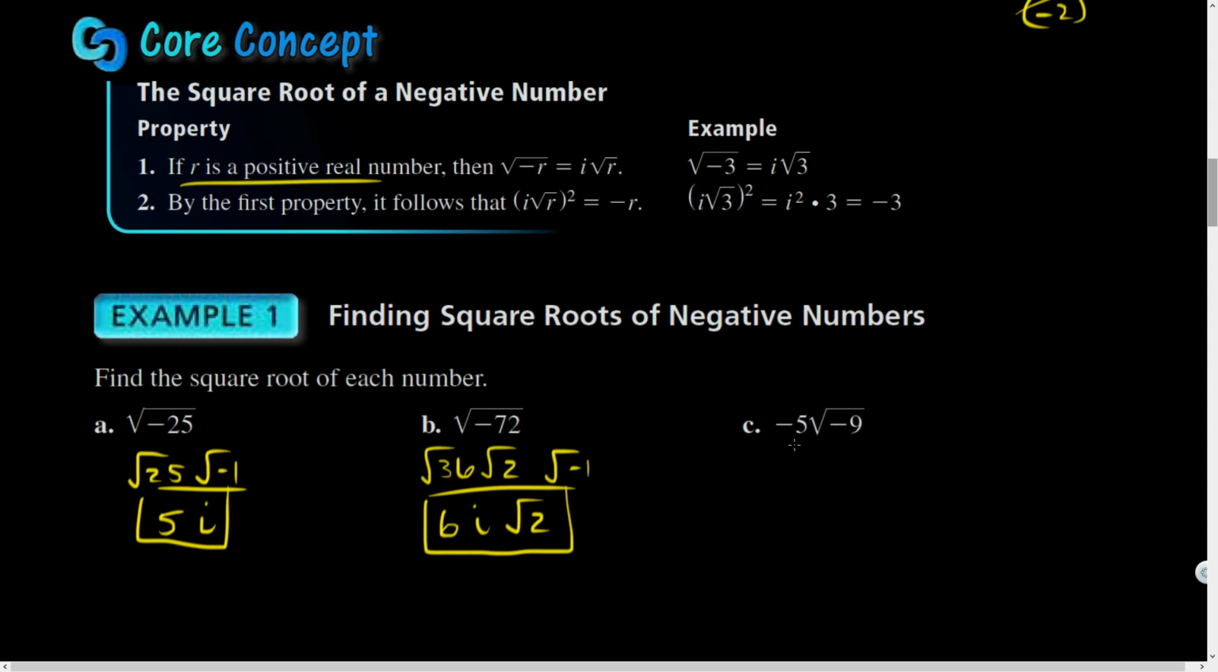Now, let's just look at this part here first. So the -5's hanging out. I'd have the square root of 9 multiplied by the square root of -1. That's -5 times 3 times i, and that's -15i. All right, and so the idea is you pluck the i out. If there's a square root of a negative, you can change it to i.